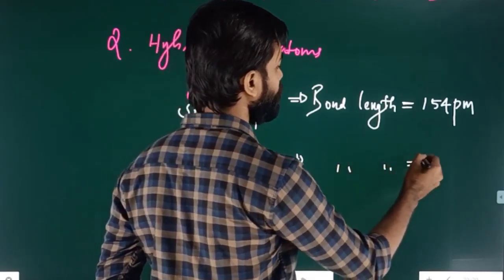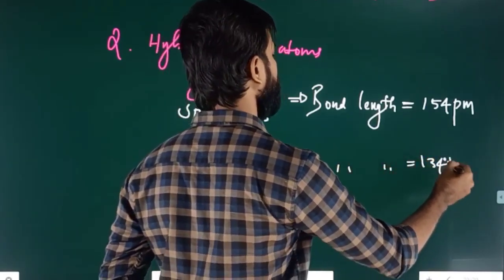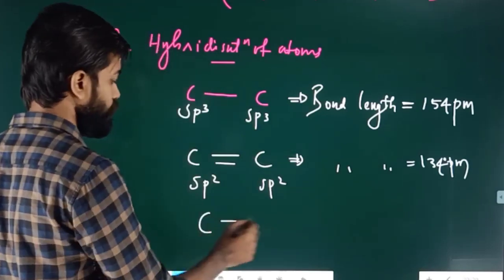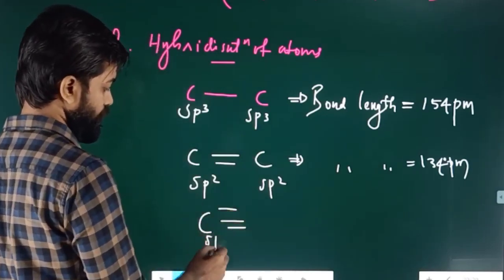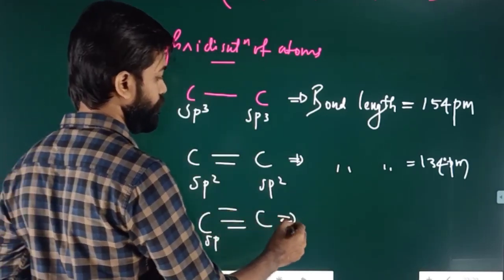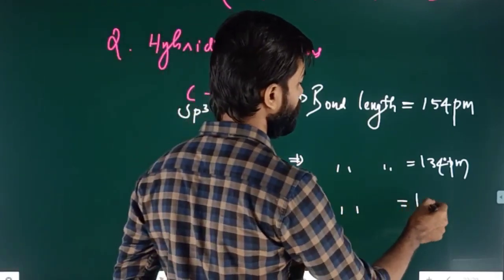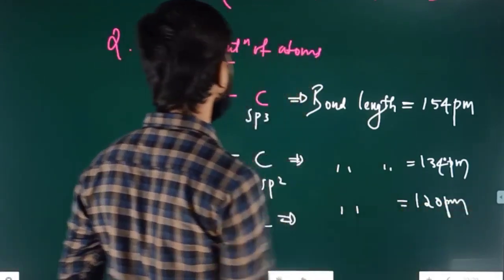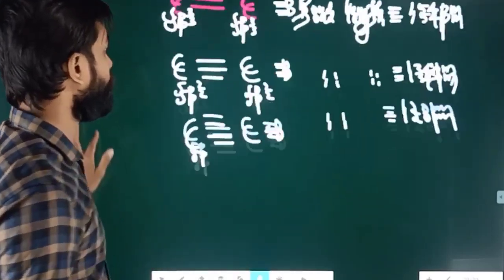The bond length will come to 134 picometer. If it is sp overlap, then the very same bond length will come to 120 picometer. So the bond length depends on hybridization.